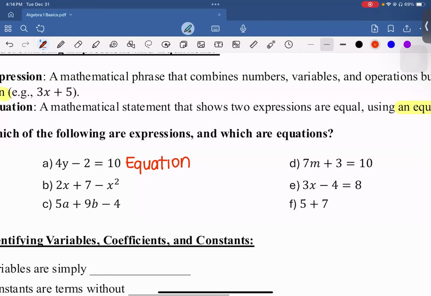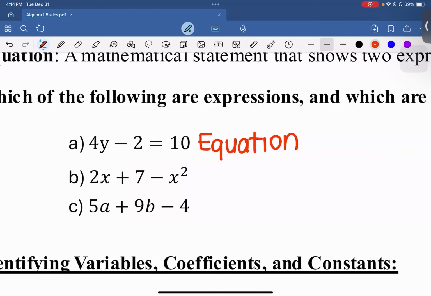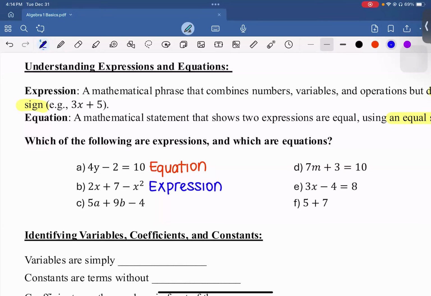This changes the question a little bit, and we should be on the lookout for these equal signs. So for B, this does not have an equal sign. According to our definition, instead of an equation, this is going to be an expression. I want you to pause the video right here and go through C through F to make sure you understand what it means to be an expression or an equation.